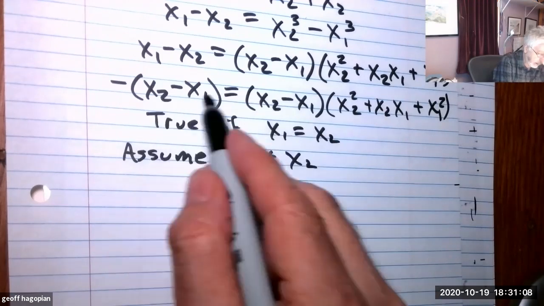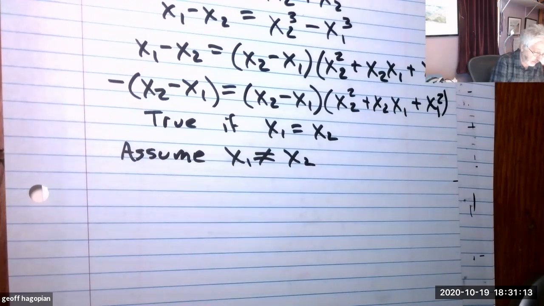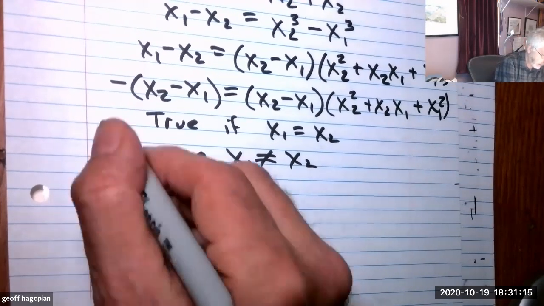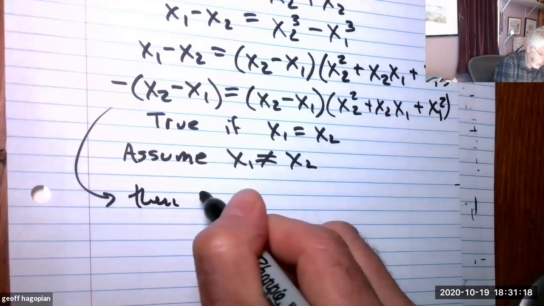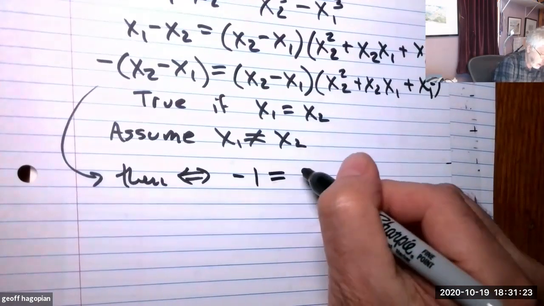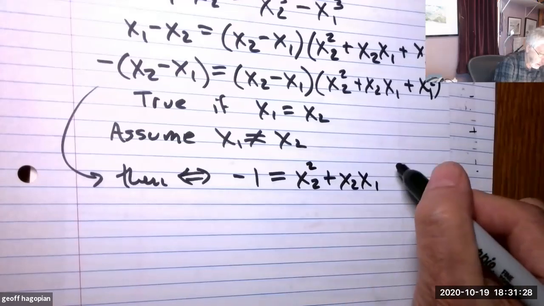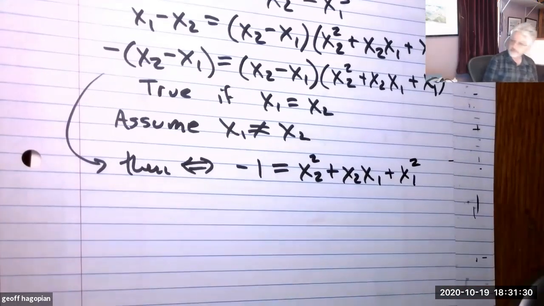All right, so if they're not equal, then I can divide both sides by this difference because it's not 0, right? You can divide by a non-zero quantity. So then we can conclude that this is equivalent to saying -1 equals x2 squared plus x1 x2 plus x1 squared, right? Okay, what kind of thing is that? Well, it's quadratic, right? Do we know how to solve quadratics? Yeah, complete the square, right?